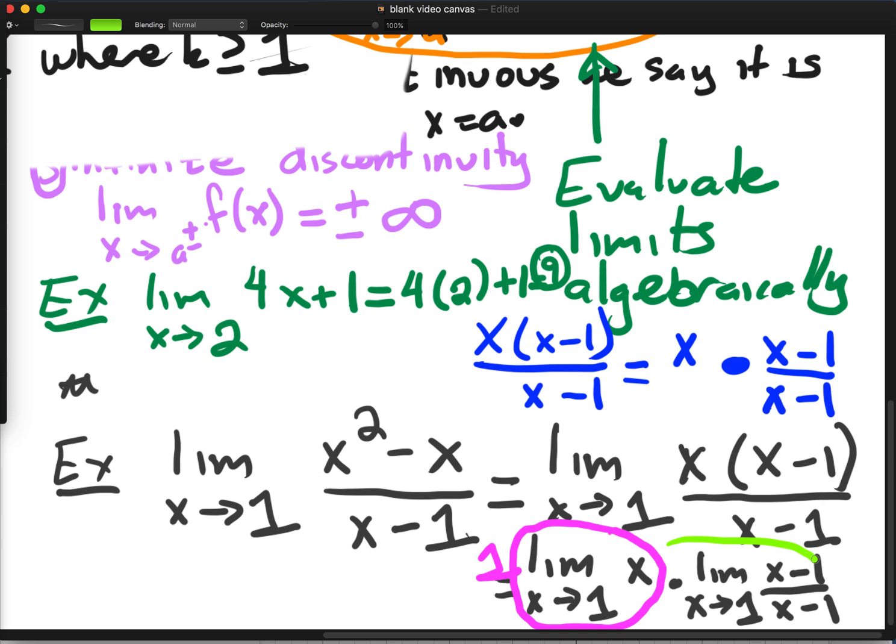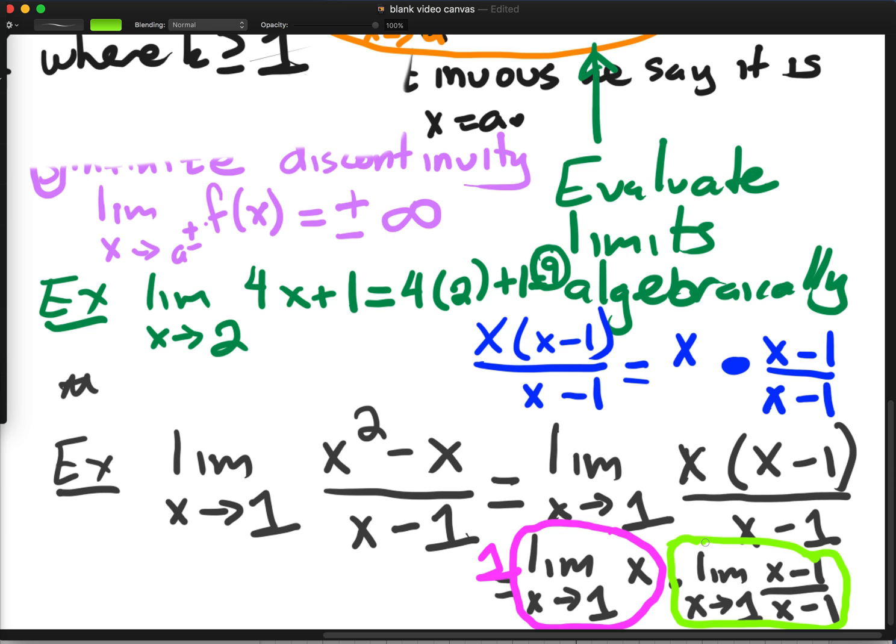Well, notice that you're finding the limit as x approaches 1. Does that mean that x is ever equal to 1? No. X never equals 1, right? When you're evaluating the limit as x approaches a number, you never actually hit the number. You just get closer and closer and closer to it, but you never actually hit it, right?